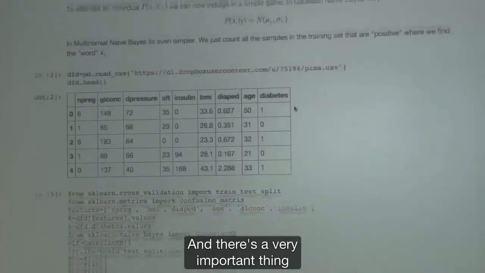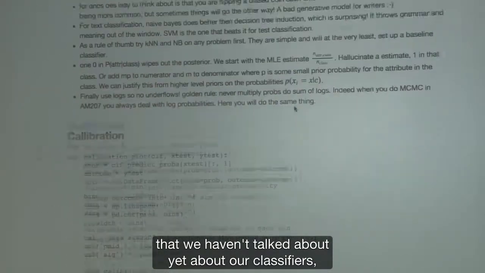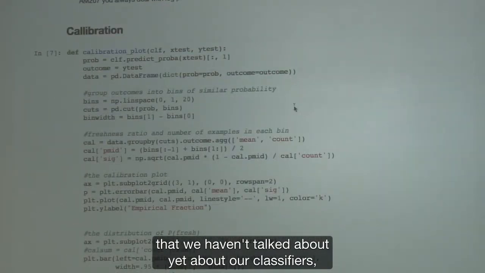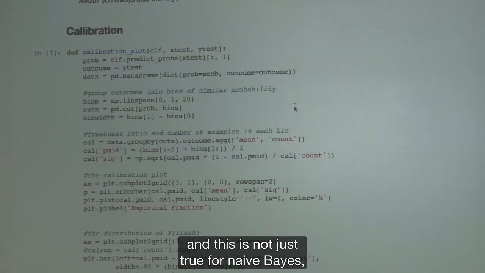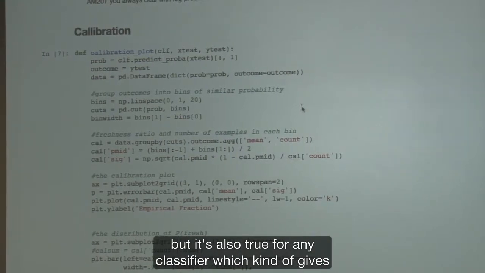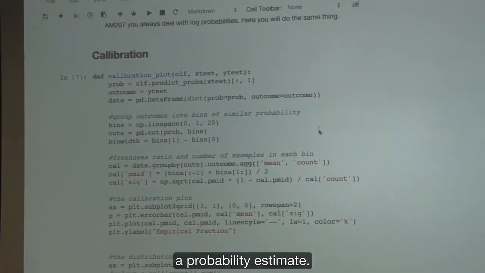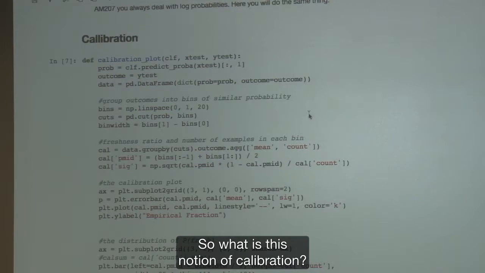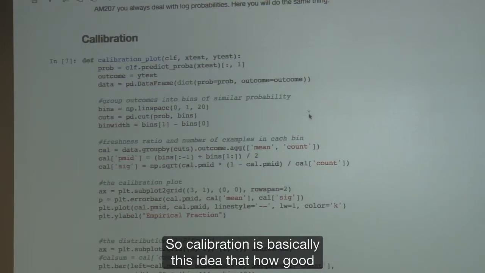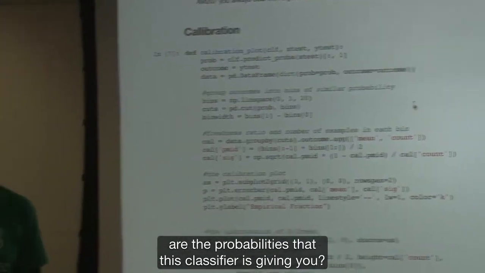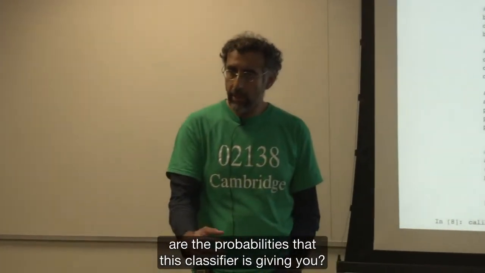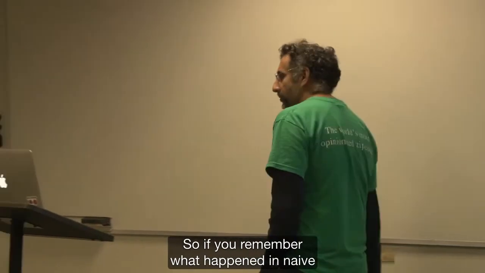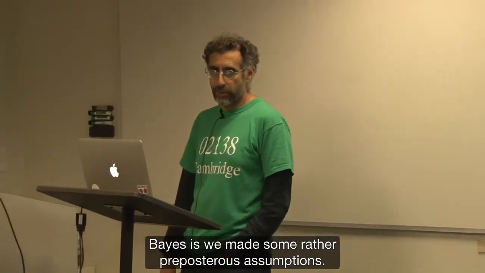And there's a very important thing that we haven't talked about yet about our classifiers. This is not just true for naive Bayes, but for any classifier which gives a probability estimate. And that is whether your classifier is well calibrated. So what is this notion of calibration? Calibration is the idea of how good the probabilities are that this classifier is giving you. If you remember, in naive Bayes we made some rather preposterous assumptions.